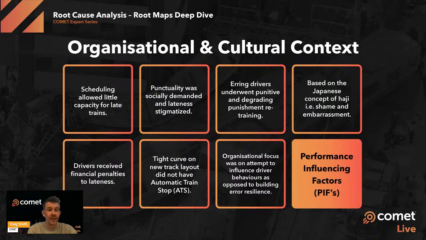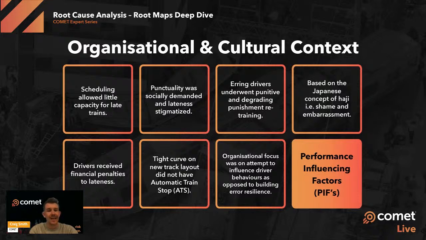That's just human nature. Also, there was a tight curve on the new track layout. So actually, a new piece of track layout, so a little bit less familiar to the driver. And that did not have a key piece of safety critical equipment, the automatic train stop system, which would have perhaps meant that there could have been an override in place, and perhaps the train may well have been able to be slowed down prior to it derailing and causing the disaster that it did. But again, that piece of design wasn't in place for this piece of track either.